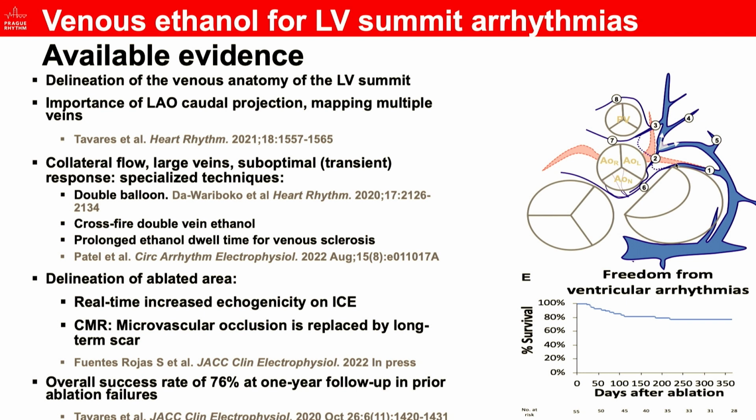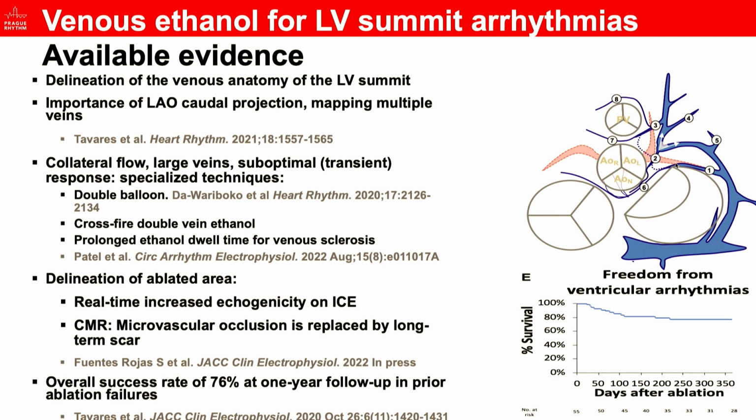We've delineated the venous anatomy of the LV Summit, the importance of the LAO caudal projection, the importance of mapping multiple veins, the role of collateral flow, large veins, and suboptimal transient response, and the techniques to deal with those, including double balloon, crossfire, prolonged ethanol dwell time for venous sclerosis. And we have delineated the real-time increased echogenicity on ICE and the long-term characteristics of the alcohol-induced scar on MRI. Overall success has been 76% at 1 year of follow-up.